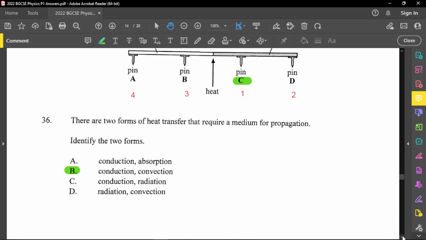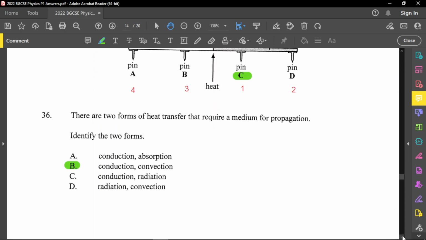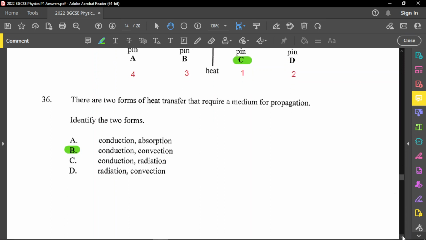So question number 36. It said, there are 2 forms of heat transfer that require a medium for propagation. Identify the 2 forms. When I say a medium for propagation, it means heat must have a medium to pass through. For example, conduction is a passing through of a substance like a solid. So conduction needs a medium, solid objects, that is, and convection will need fluids, liquids, and so on. Radiation can pass through a vacuum, really, so you don't need a medium for that. So therefore option B is the correct answer.